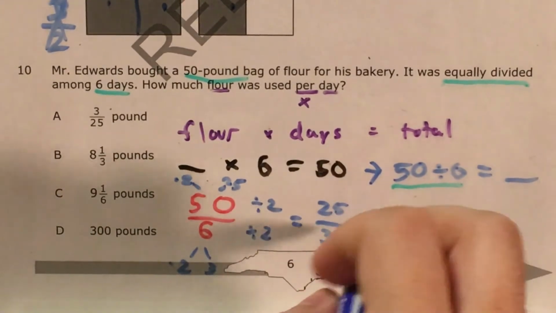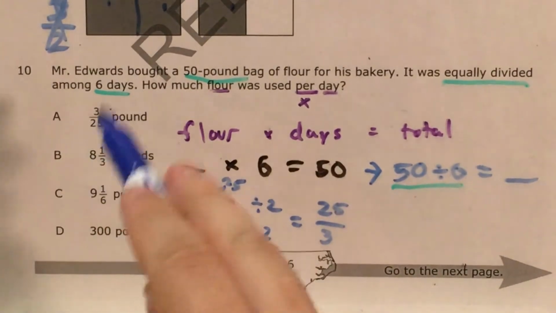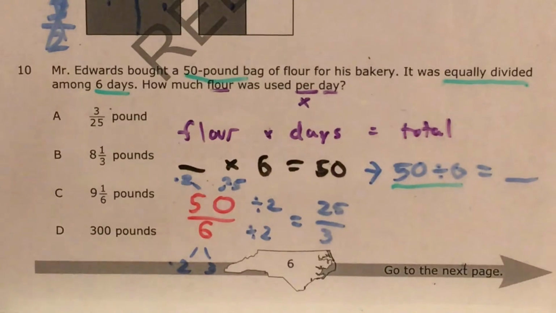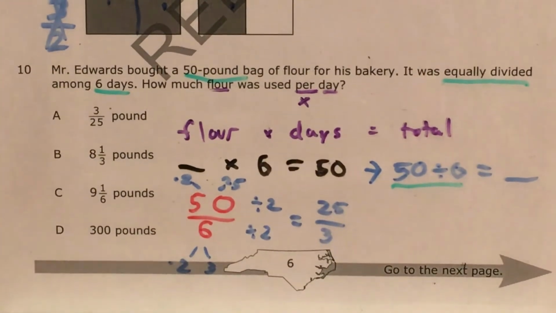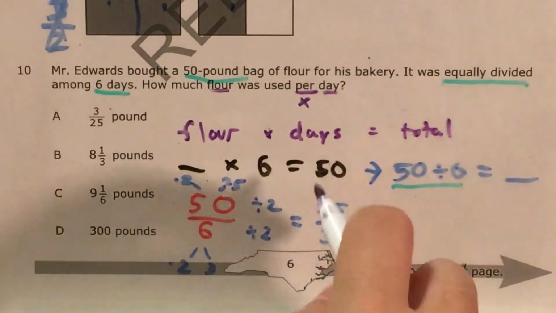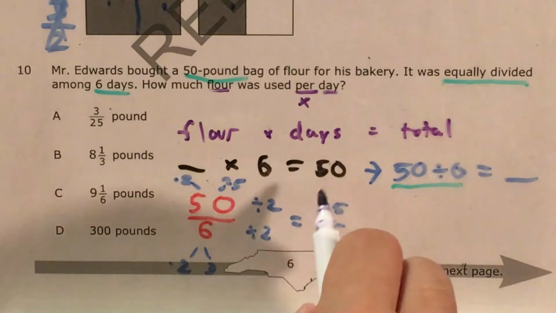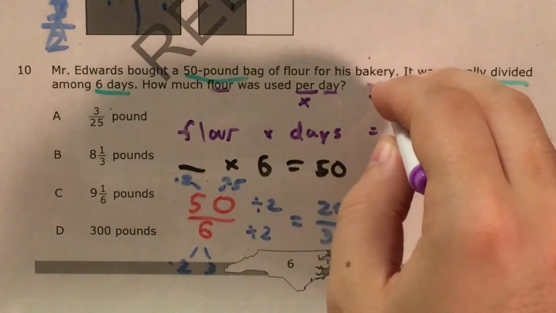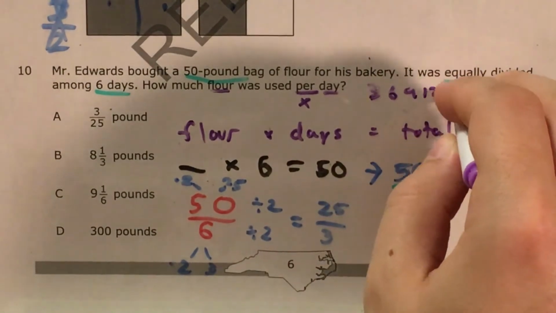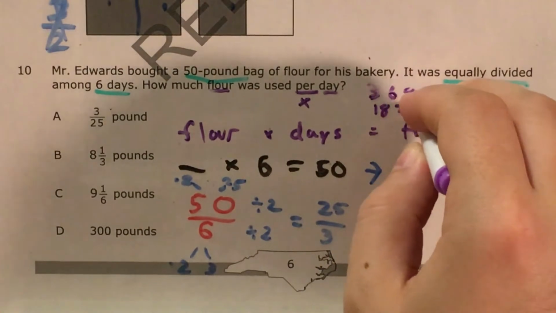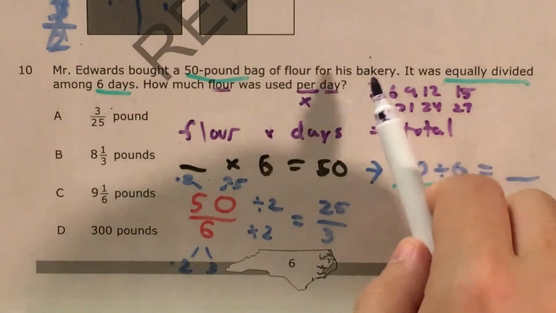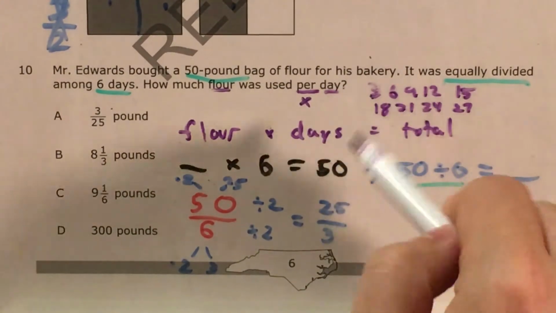This is 25 thirds. But I don't see any answer choice that has 25 thirds. But I do see some answer choices that are mixed numbers. These look like they're most probably going to be right, so I'm going to have to go ahead and turn this into a mixed number. So my question is, how many times does 3 go into 25? Well, if I try to write out a 3 times table, 3, 6, 9, 12, 15, 18, 21, 24, I hit 27, and that's too many. So 3 can go into 25, 1, 2, 3, 4, 5, 6, 7, 8 times.